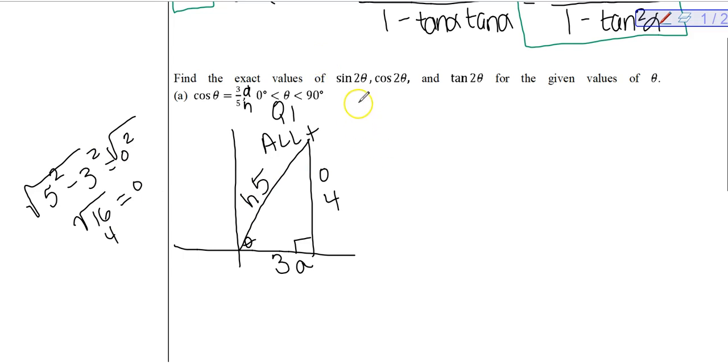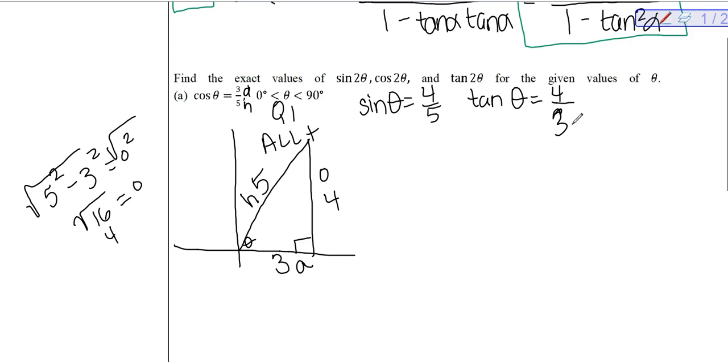So now that I know that, I want to gather as much information as possible. So let's find the sine of theta. Sine is opposite over hypotenuse, so that is 4/5. And we're also going to have the tangent of double theta, so let's find the tangent of theta. Tangent is opposite over adjacent, which is 4/3. So now I feel like we've gathered enough information to solve this problem.